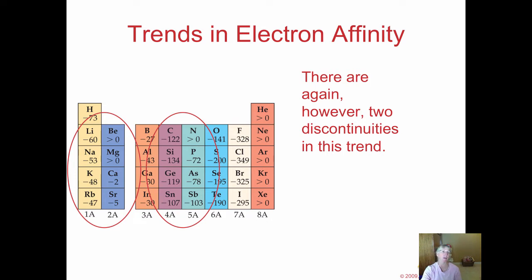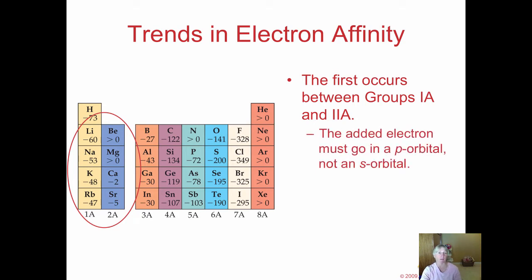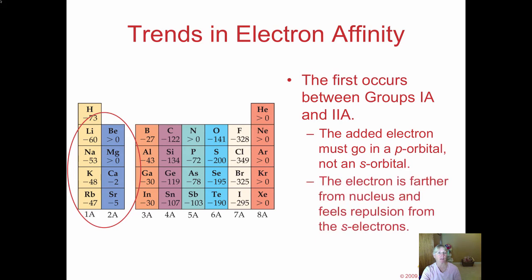If you look as you go from lithium into beryllium, for example, between groups 1A and 2A, now what you're having happen is the extra electron. Right now, these guys in the second column would be something, something, something s2. If you force them to pick up another electron, that added electron has to go into a p orbital. And a p orbital is higher energy than an s orbital. It's farther from the nucleus, and it's going to feel that repulsion from the s electrons.